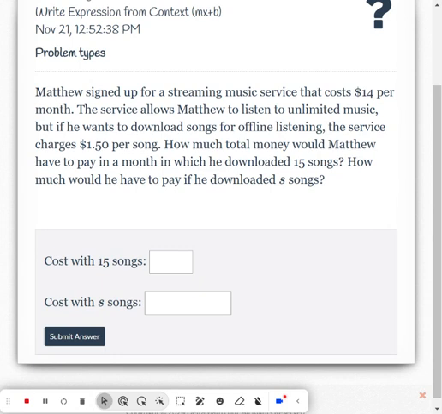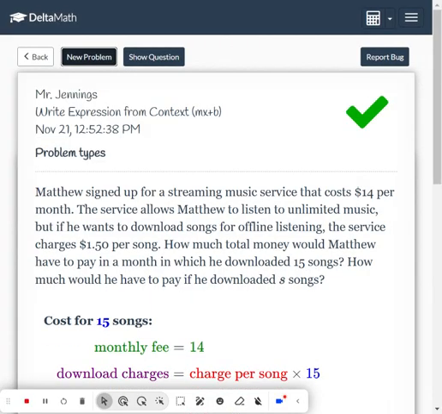How much total money would Matthew have to pay in a month if he downloaded 15 songs? Well, that would be y is equal to 14 plus 1.5 times 15, which is 14 plus $22.50. And so that's $36.50. That's the cost with 15 songs. And then with s songs, that would be 14 plus 1.5s. So that's all you do with those.